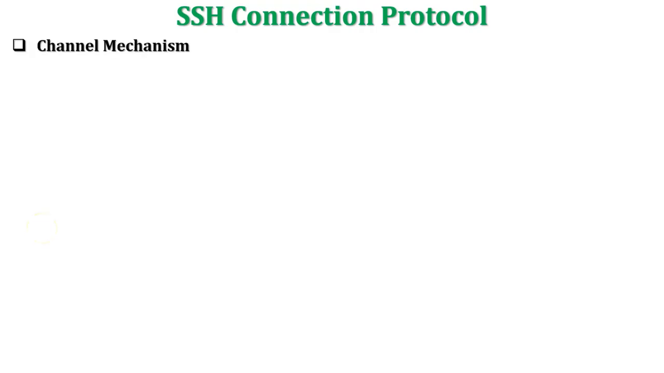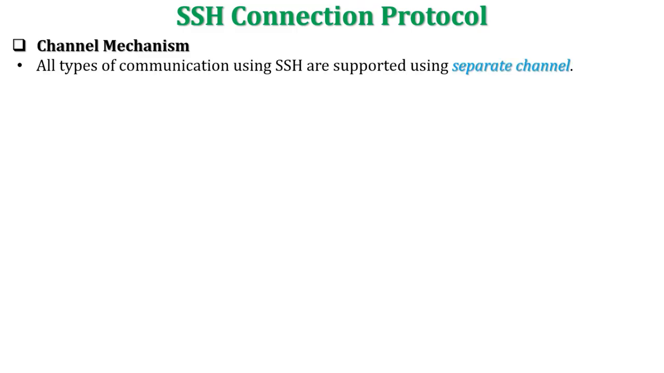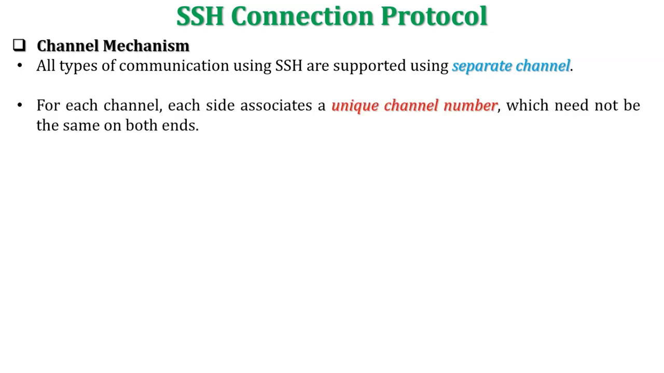Let's start with the first function, channel mechanism. All types of communication using SSH are supported using separate channels. In this function, for each channel, each side associates a unique channel number, which need not be the same on both ends. So it means the channel numbers on the client side and the server side are both unique.